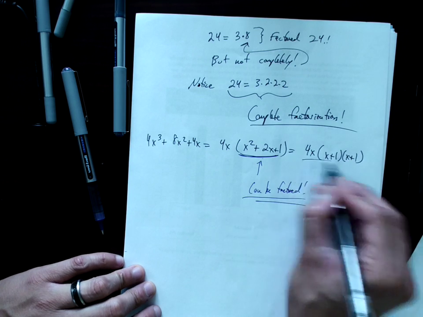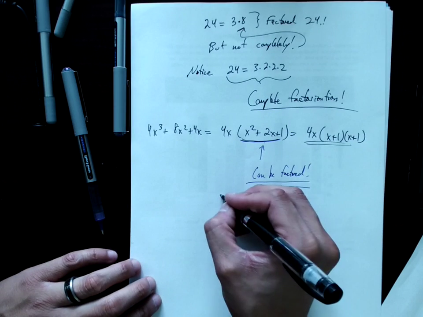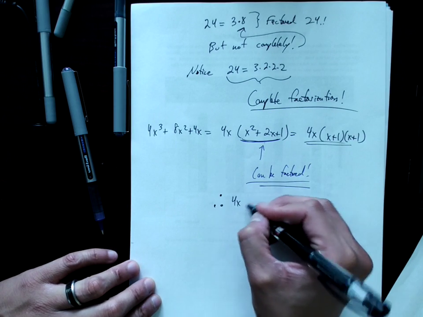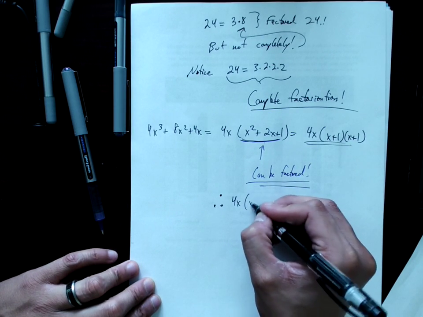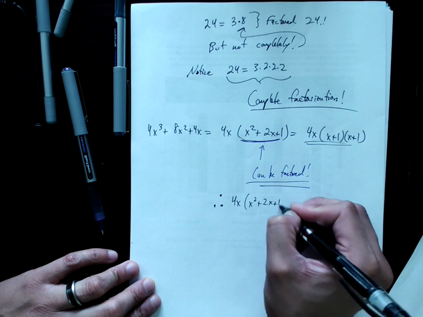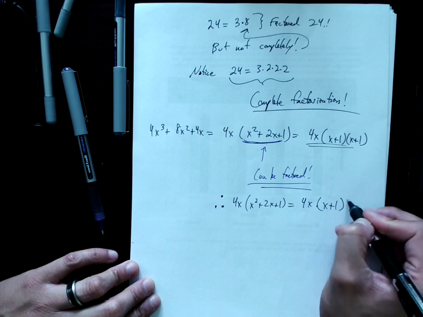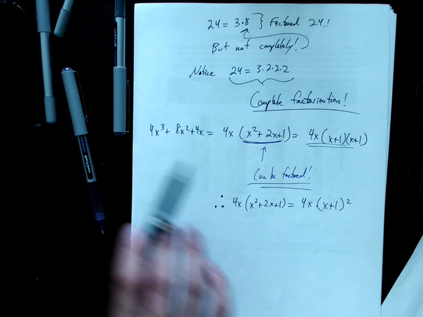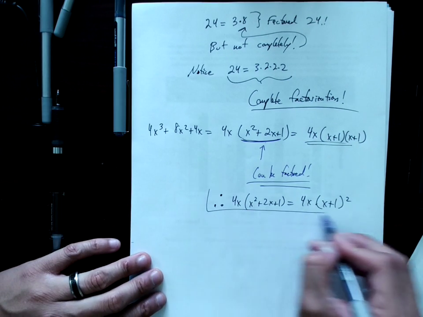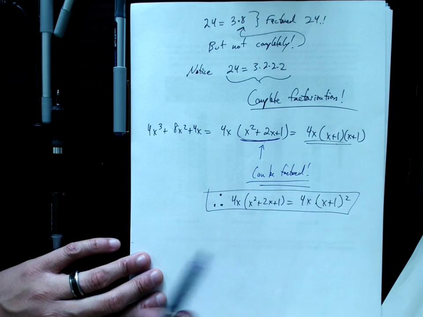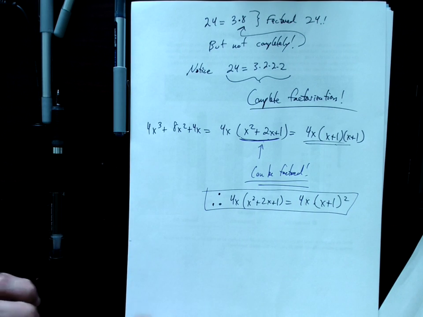So therefore, 4x times x squared plus 2x plus 1 is actually 4x times x plus 1, the quantity squared, because there are two of them, and we get the square. Now, if you're unsure about how I went from here to here, we'll see that in the next video.